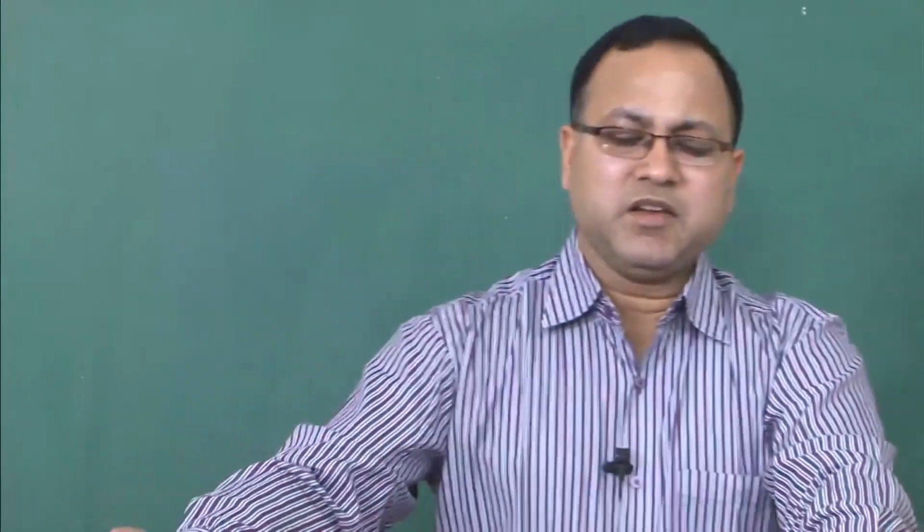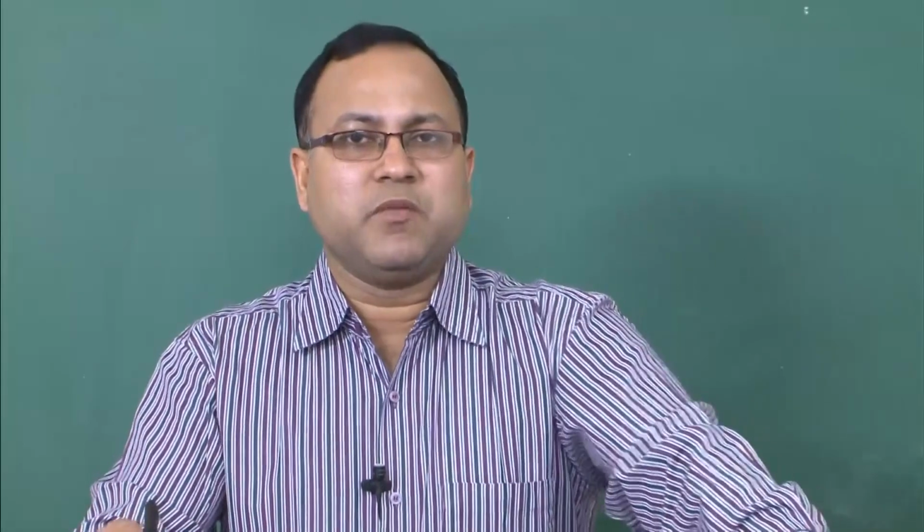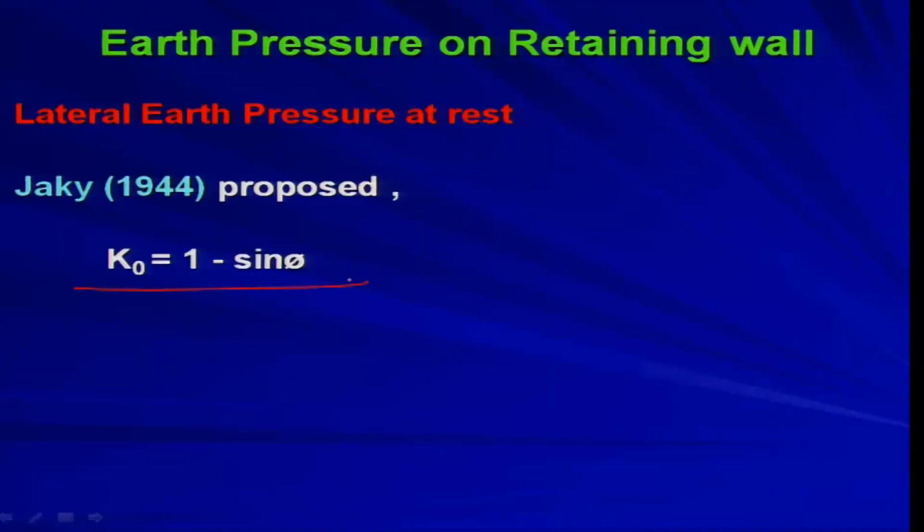Now, Jaky in 1944 proposed that K naught can be taken as 1 minus sin phi, where phi is the angle of internal friction of the soil, and it has been found that this value of K naught gives very good or reasonable results in soil mechanics.